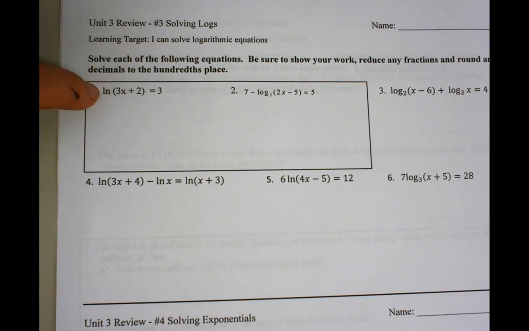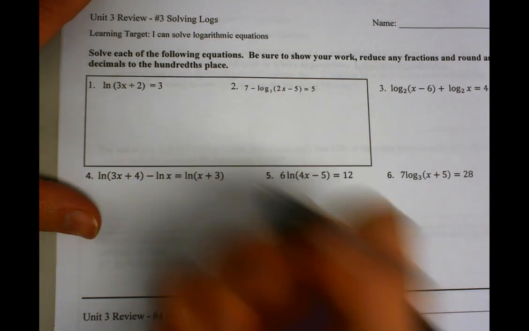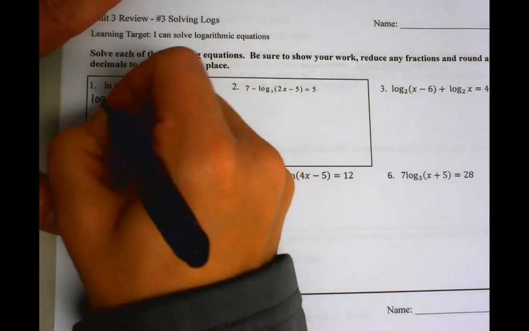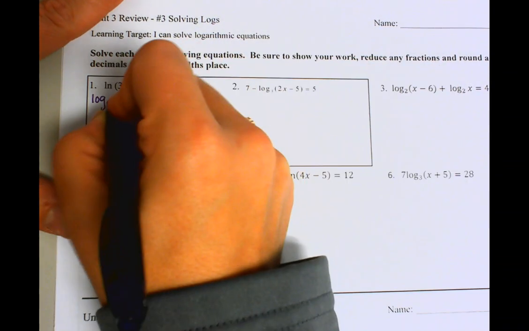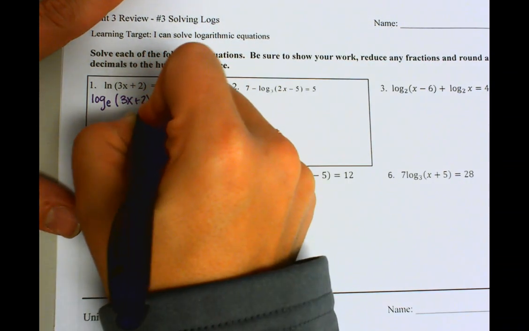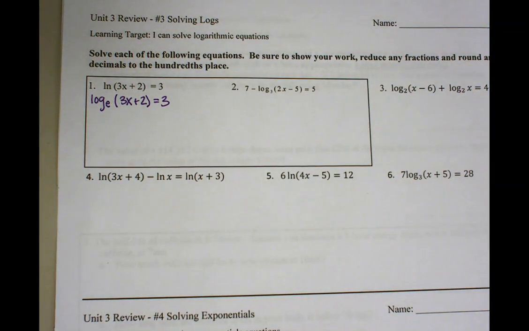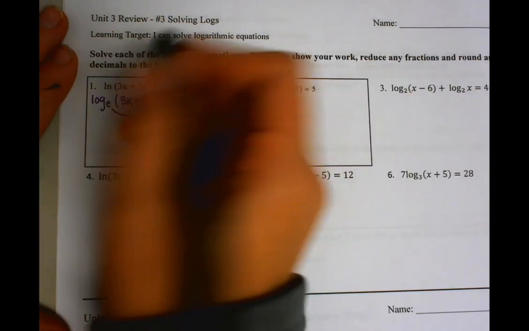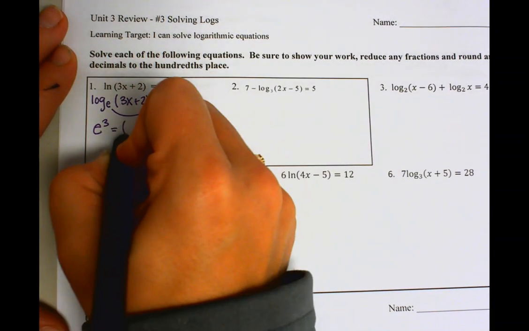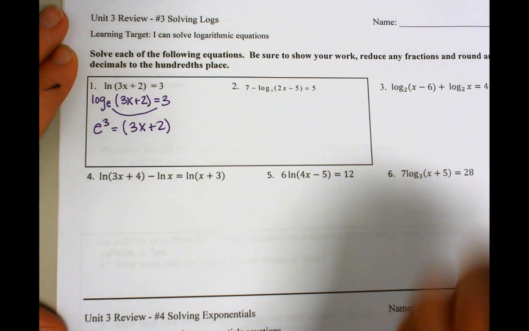For instance, anytime we have a natural log, remember that's the same thing as log base e. So if I rewrite that as log base e, I can then rewrite this as an exponential or an exponent and then solve from there. So if I rewrite this, e to the third power equals 3x plus 2.